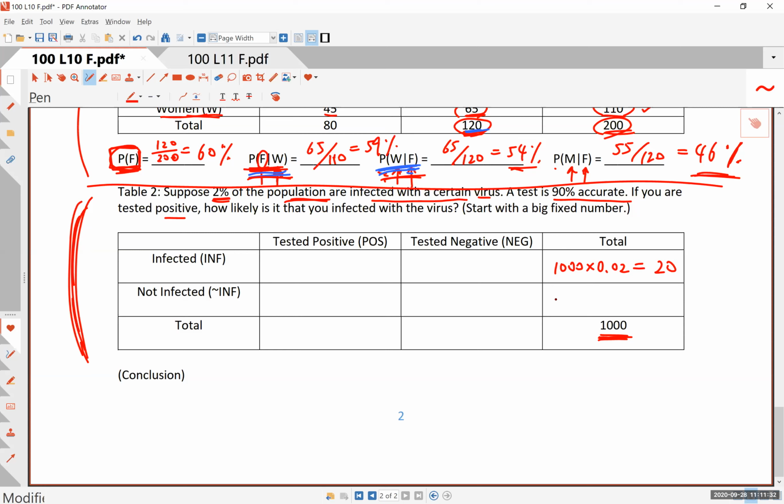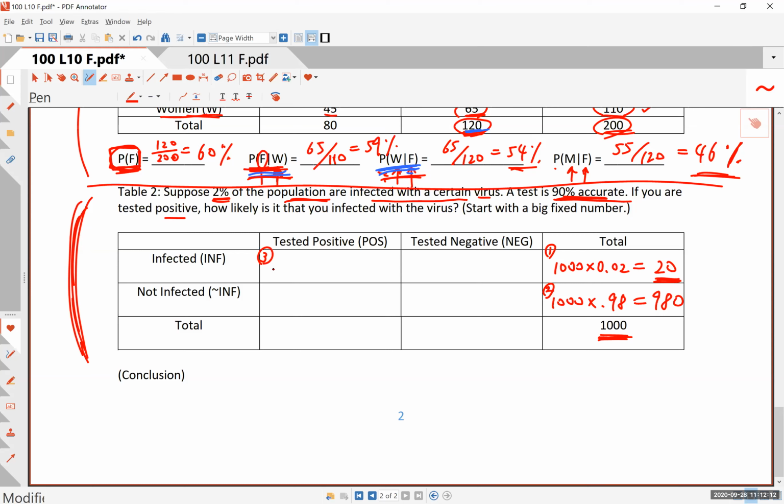All right, and then the rest, which is 1,000 times 0.98, 98% of the population, that's 980 people, don't have the virus. Okay, so I'm going to number these so that you can tell in which order I am filling in these blanks. So these total numbers are the first things you will do. All right, next, out of these 20 people, and by the way, all 20 are infected. Okay, that's the assumption.